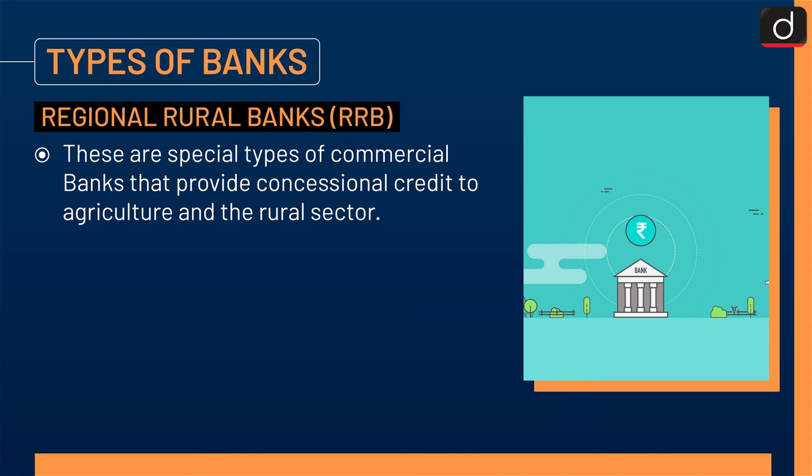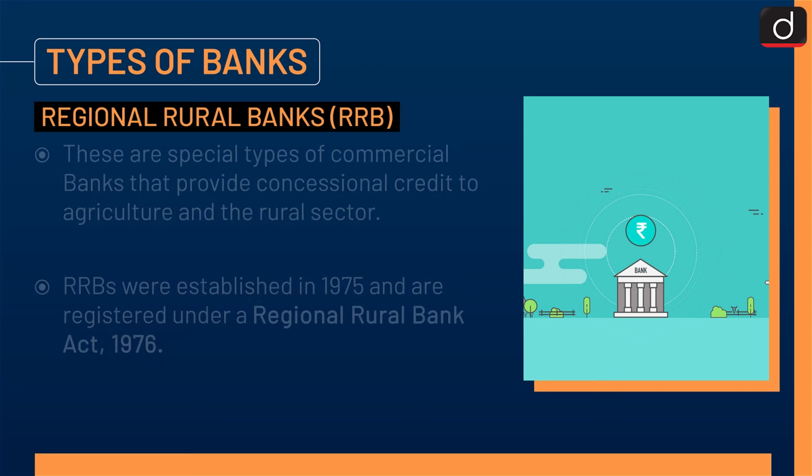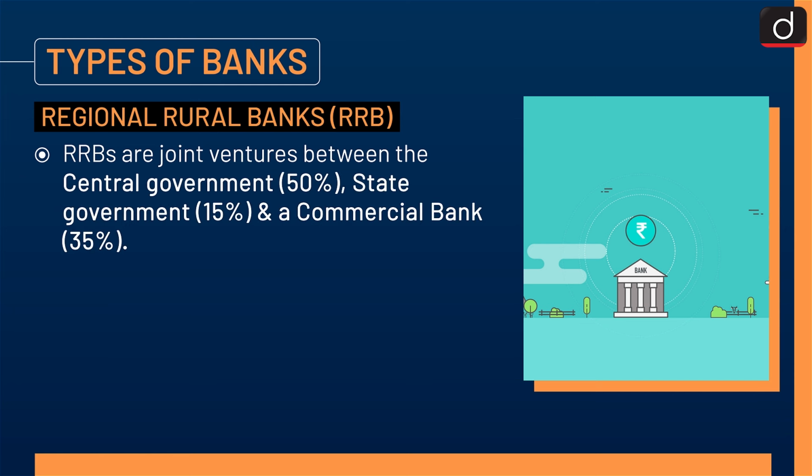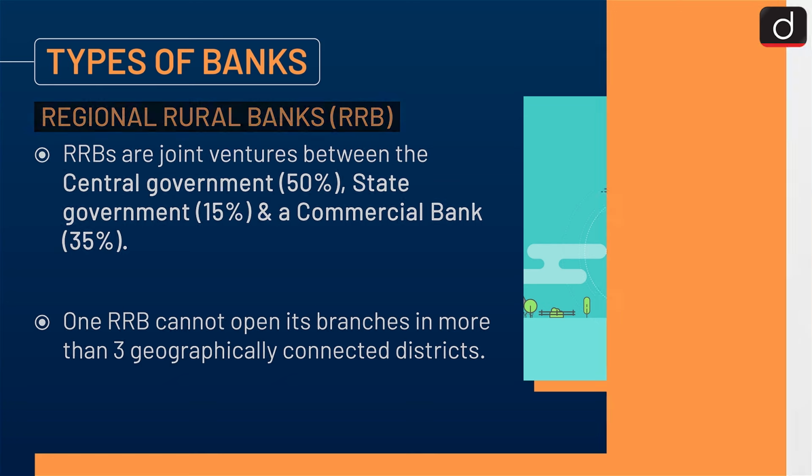Next are regional rural banks, that is RRB. These are special types of commercial banks that provide concessional credit to agriculture and the rural sector. RRBs were established in 1975 and are registered under the Regional Rural Bank Act 1976. RRBs are joint ventures between the central government, that is 50%, state government 15% and a commercial bank, that is 35%. One RRB cannot open its branches in more than 3 geographically connected districts.